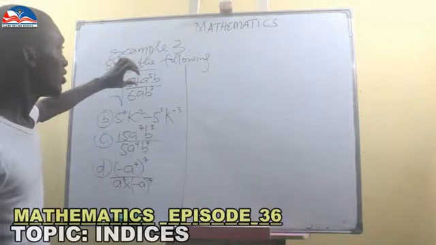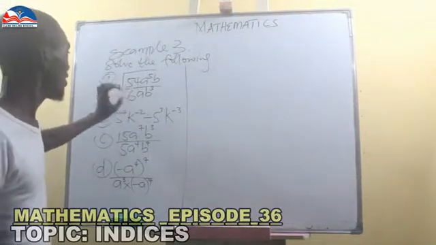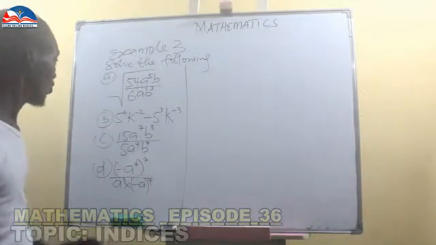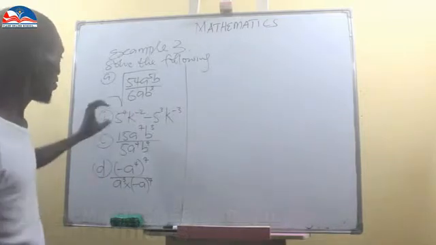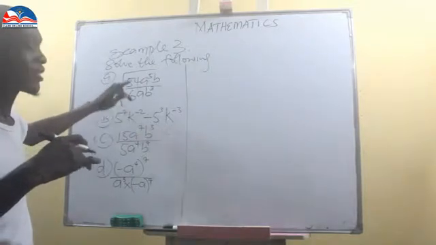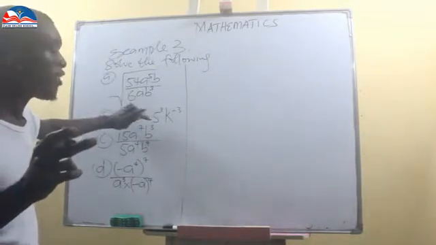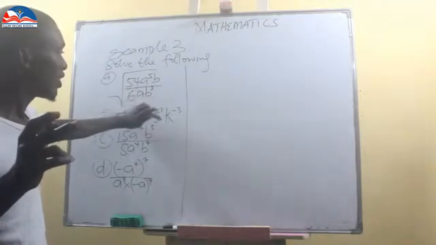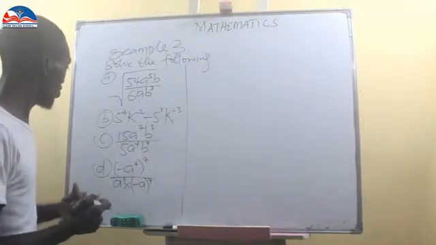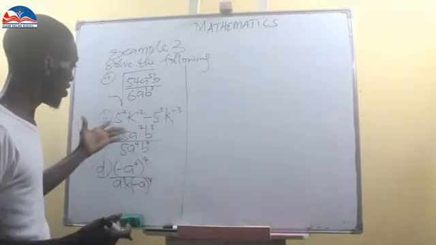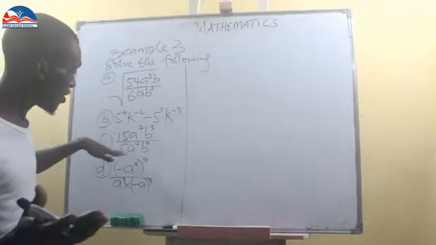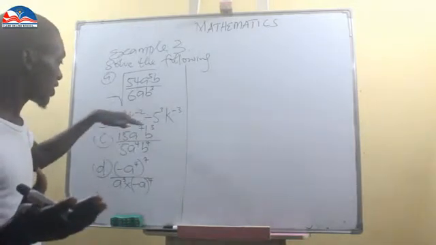54a index 5b over 6ab index 3. And question B: we have 5 index 4 k index minus 2 divided by 5 index 3 k index minus 3. Now question C: we have 15a index 7 b index 3 over what? 5a index 4 b index 4.